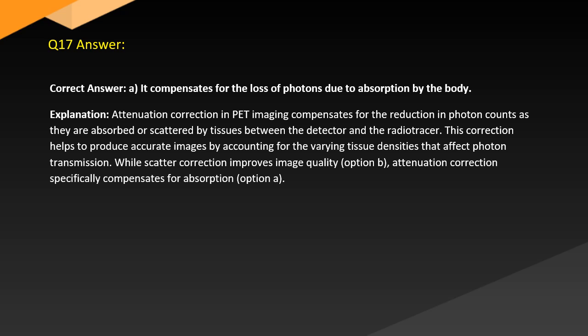This correction helps to produce accurate images by accounting for the varying tissue densities that affect photon transmission, while scatter correction improves image quality. Option B, attenuation correction specifically compensates for absorption. Option A.